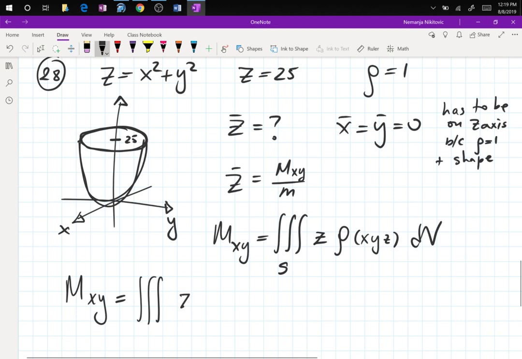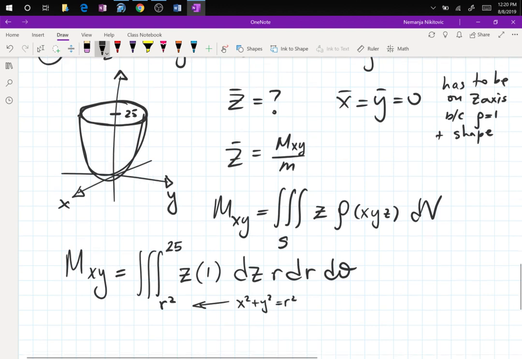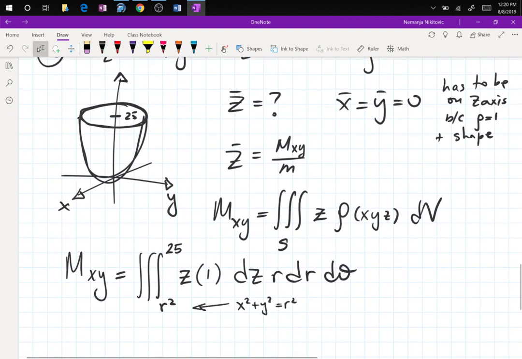So now for cylindrical coordinates: z, rho is 1, dz, r dr d theta, right, using cylindrical coordinates. The top is 25, z equals 25. The bottom is r squared, because x squared plus y squared equals r squared in a conversion to polar coordinates, or cylindrical polar.